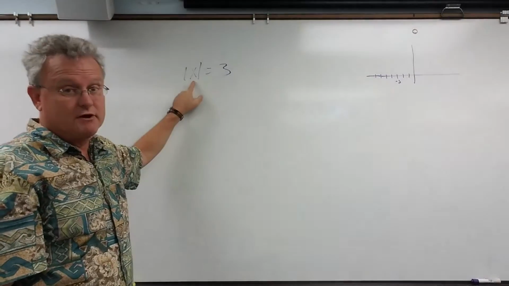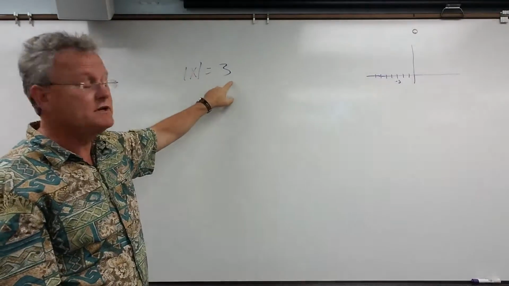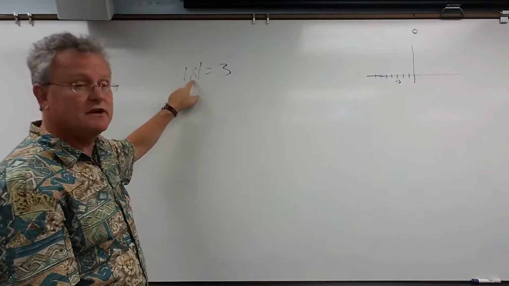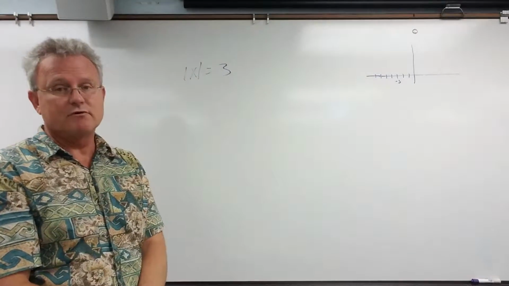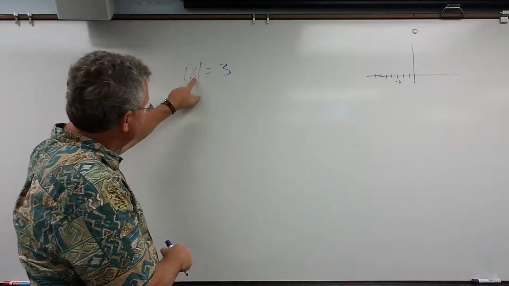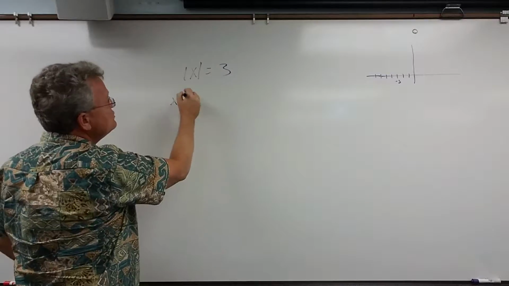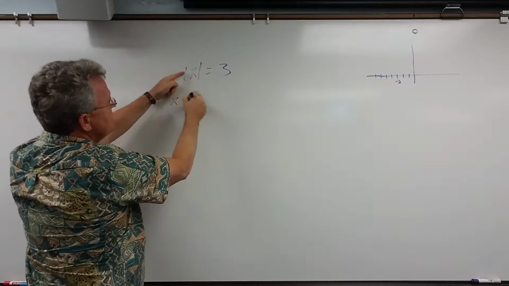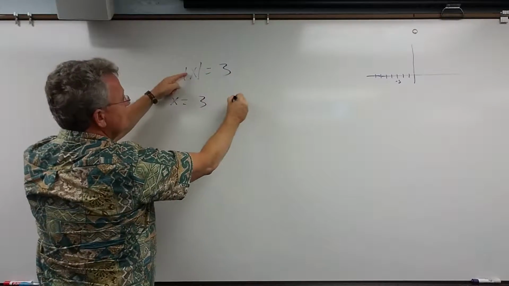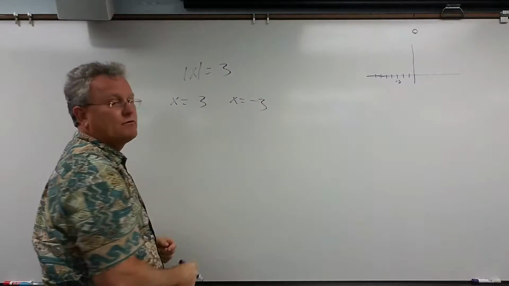x can be 3 or negative 3 because the absolute value of 3 is 3. The absolute value of negative 3 is also 3. So that means the solution to this is, whatever is in the absolute value between the absolute value bars, that can be 3 or that x can be negative 3.